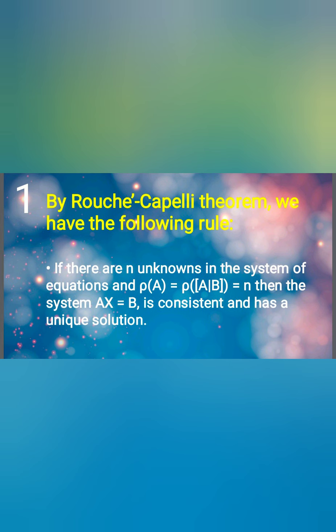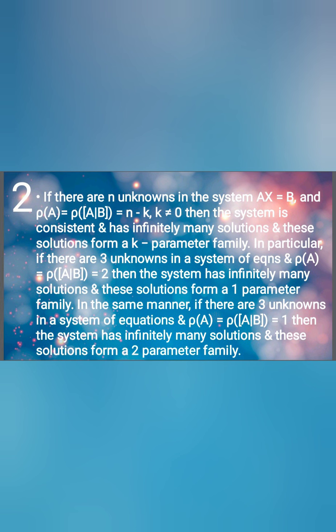So now we will move on to the second rule, which is very important. If there are n unknowns in the system, rho of A is equal to rho of (A, B) is equal to n minus k. That is, when the rank is less than the number of unknowns, that is, if the rank is 2 or 1, then the system is consistent and it will have infinitely many solutions. So how to obtain the solution is what matters a lot. If the rank is 2, there is a different method, and if the rank is 1, there is a different method that we will be seeing in the sums.